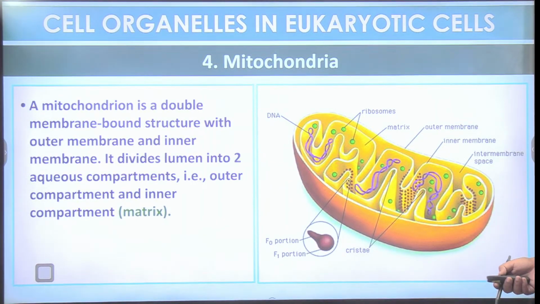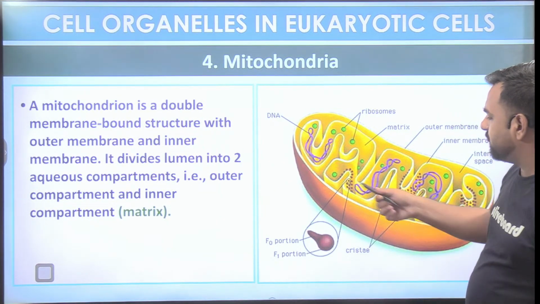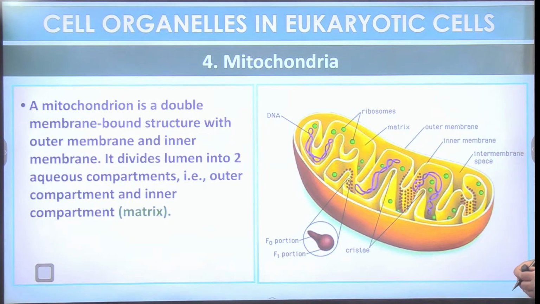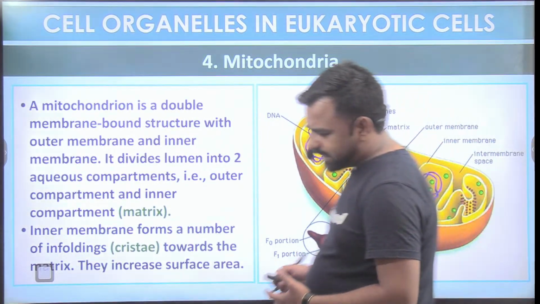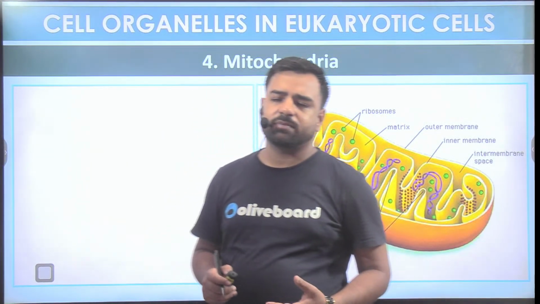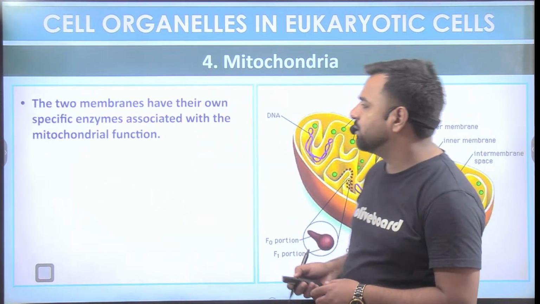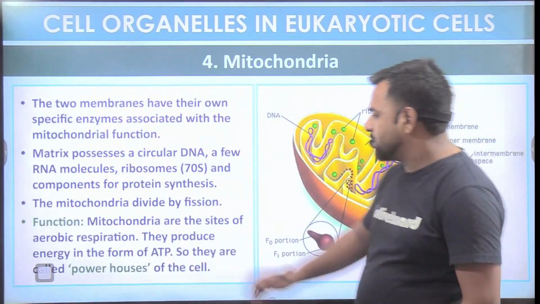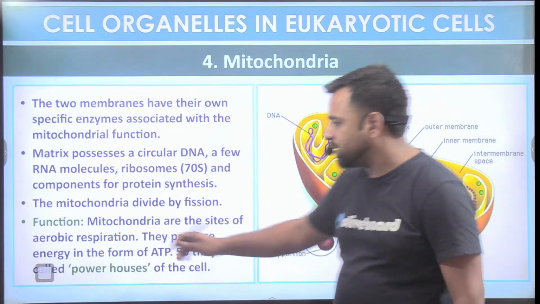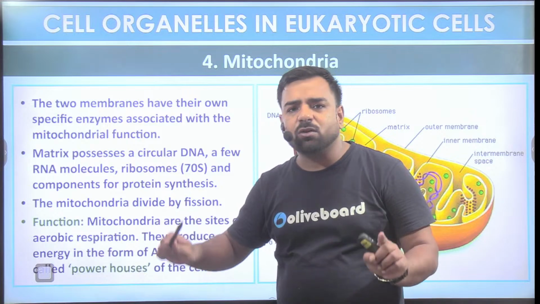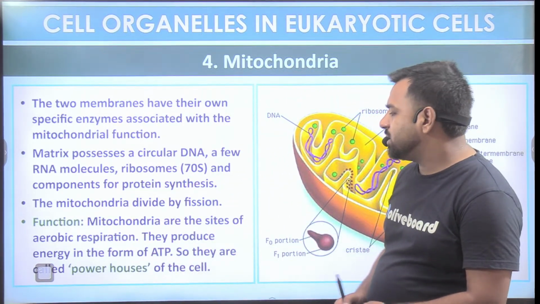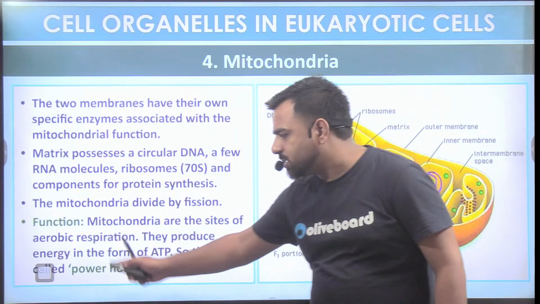So mitochondrion is a double membrane, that is, we have the outer membrane and the inner membrane. And here, as discussed, power generation takes place, so that's sufficient. So here we'll go with the functioning. Mitochondria are the sites of aerobic respiration. Aerobic respiration means the breaking of the glucose in the presence of oxygen. So they produce the energy in the form of ATP, and that's what is known as the powerhouse of the cell.